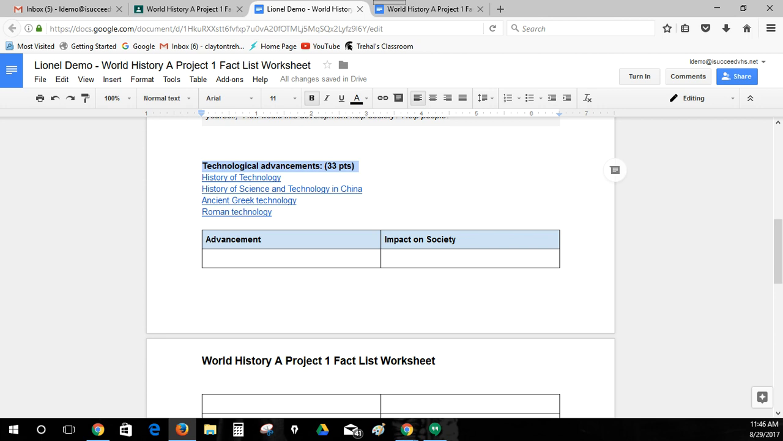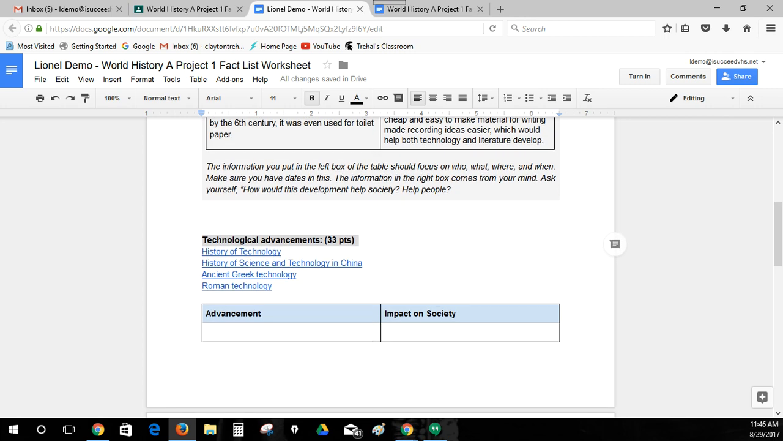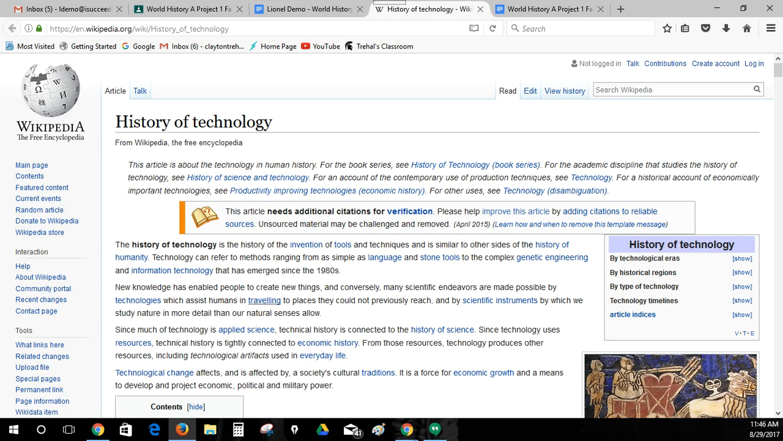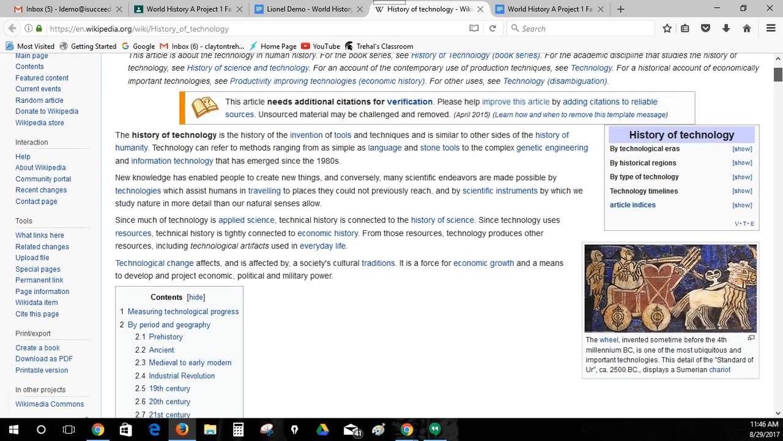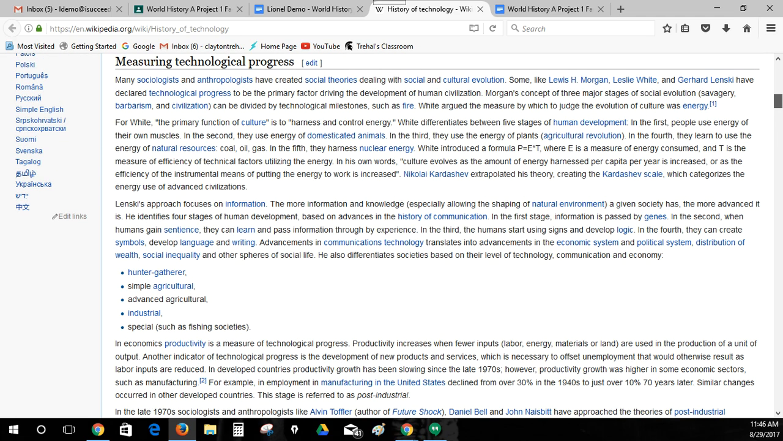So what I've done here is I've provided the links that you can use to find the information here, and then you're going to end up writing on these things just like up here. So for example, if I go into this history of technology, that's my first one. I think almost all these are Wikipedia articles. If I go into this, so tools. So what I'm looking for is I'm looking to find some cool technological development that helped society.